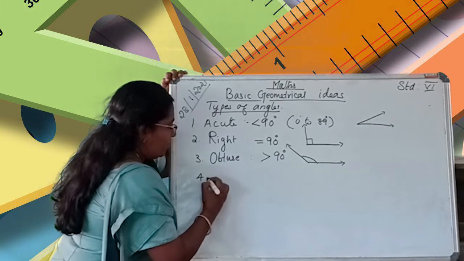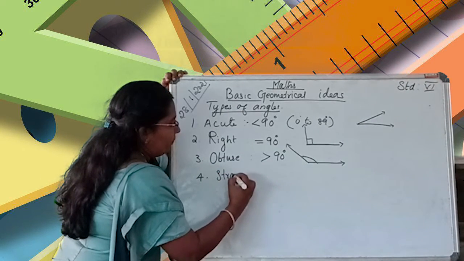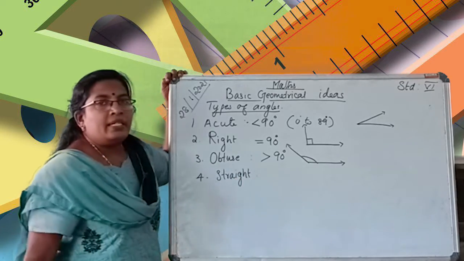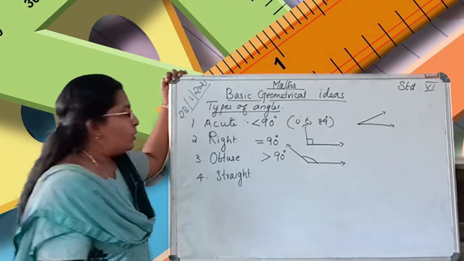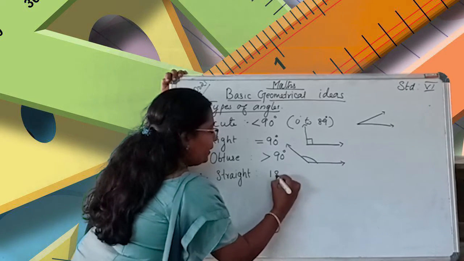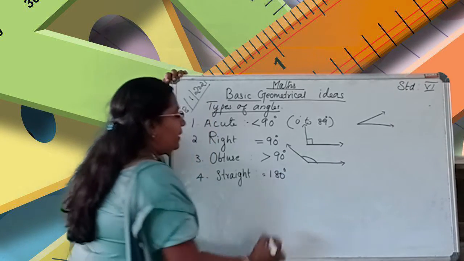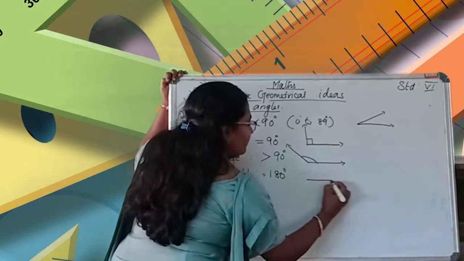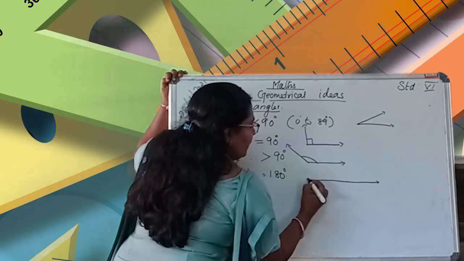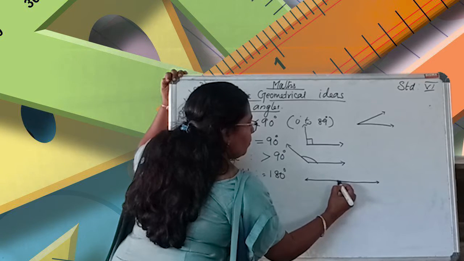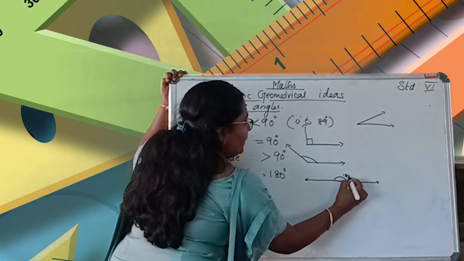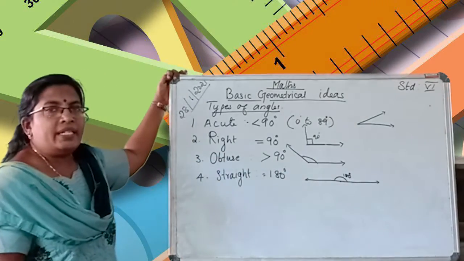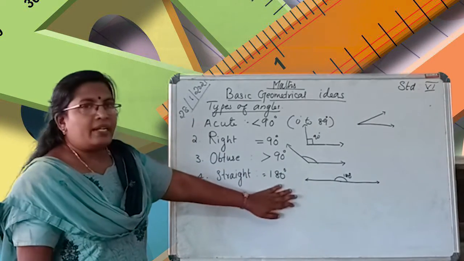Next is straight angle, that is 180 degree. Equal to 180 degree is called straight angle. A straight line. Its angle is 180 degree. Straight angle.